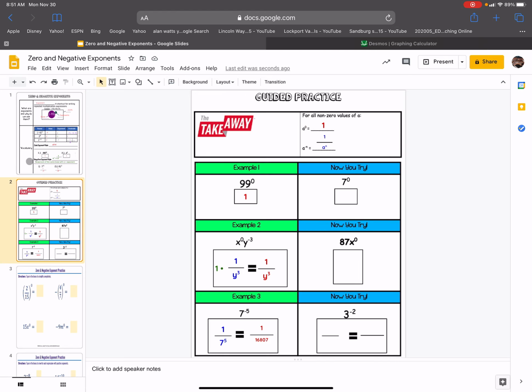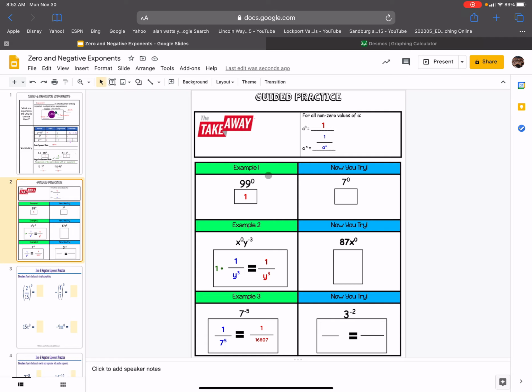So let's practice some. So here are my rules. These are all of my non-zero rules. So a to the 0 power is 1. And then a to any negative exponent is always 1 over that positive exponent. Okay? So all I do is stick it over 1.